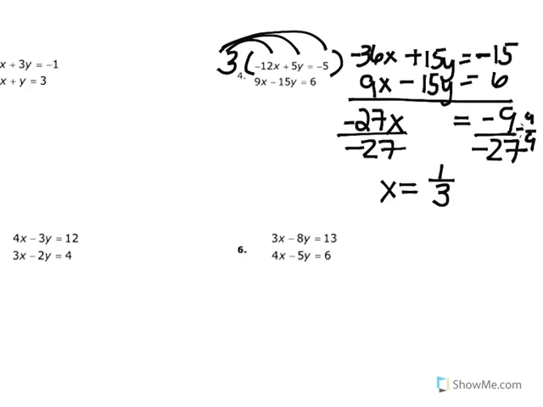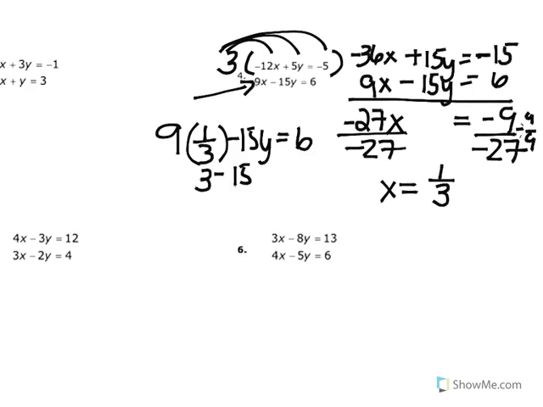So let's go ahead and take this 1/3 and plug it back into one of our original equations. So I'm going to do it on this second equation. So we have 9 times 1/3 minus 15y equals 6. And 9 times 1/3, remember, multiplying by 1/3 is the same as dividing by 3. So we have 3 minus 15y equals 6.